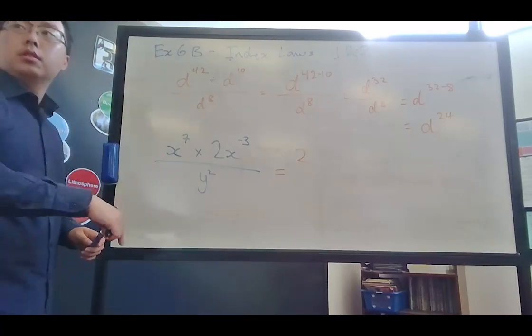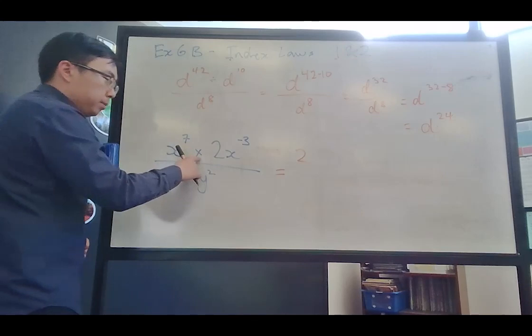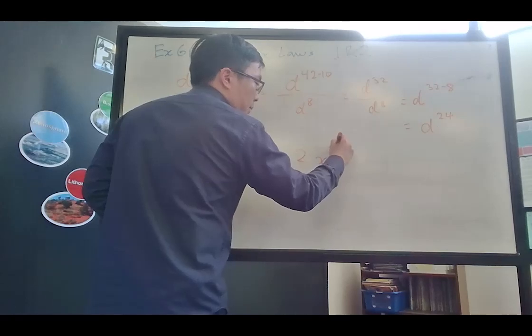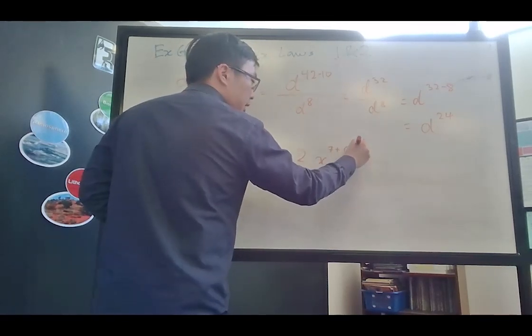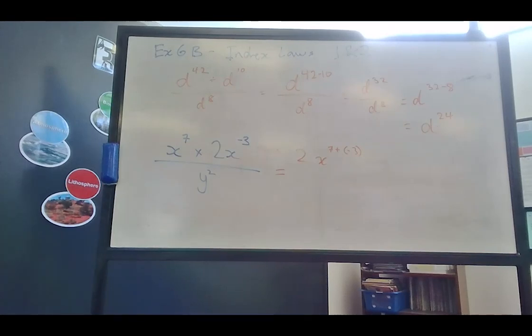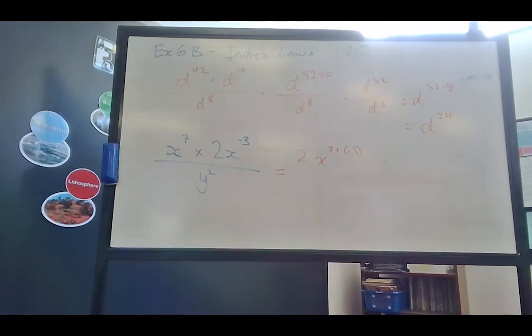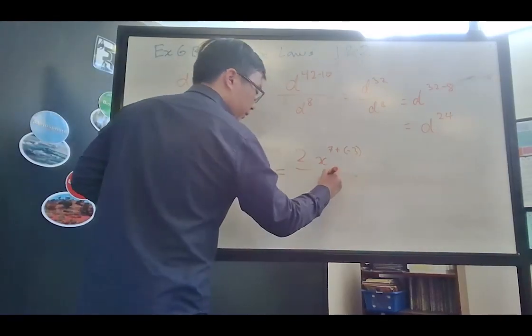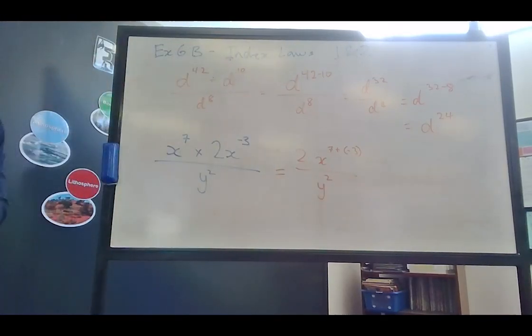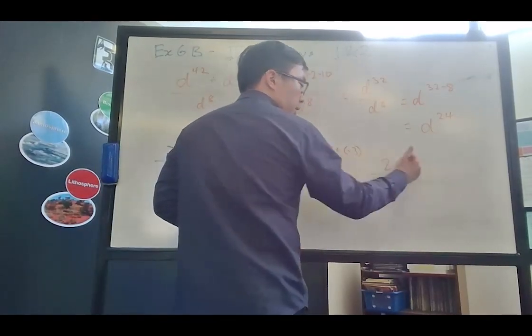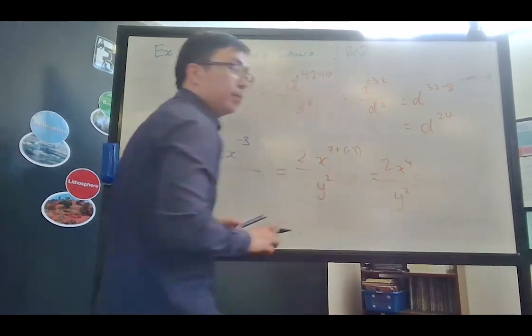Now let's do the powers. X to the power of 7 times x to the power of negative 3. Well, I know that's x to the power of 7 plus, my apologies, negative 3. I'm adding the powers. So 7 plus the negative 3. That's just the formula. The bottom I'm going to leave the same for now. Y to the power of 2. I'm going to simplify that. 2x to the power of 7 minus 3 is 4, all over y squared.